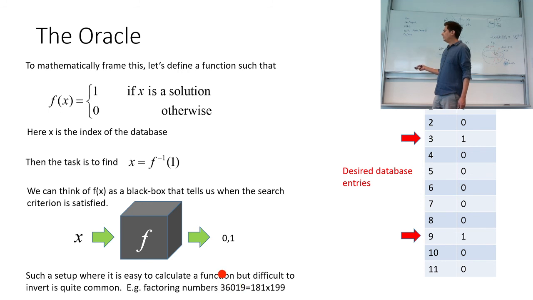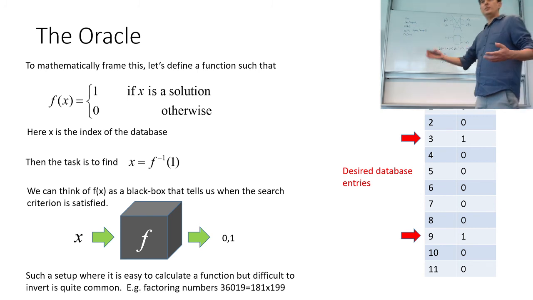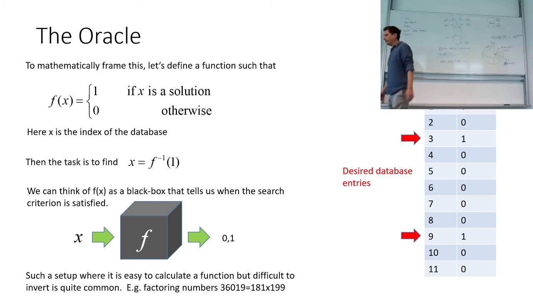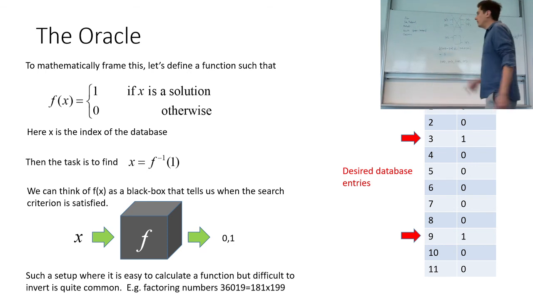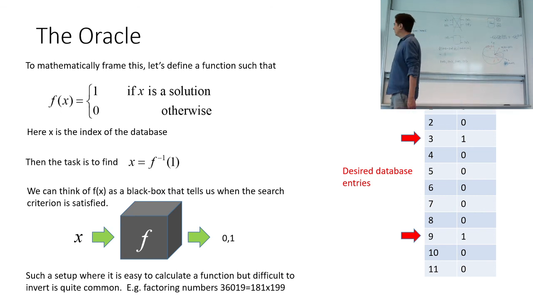But if I told you, what are the factors of 336,019, then it's not so easy to do, because you have to go and try lots of different numbers and then see which ones divide into that number, right? So in many cases, just finding the inverse is not really a viable step.